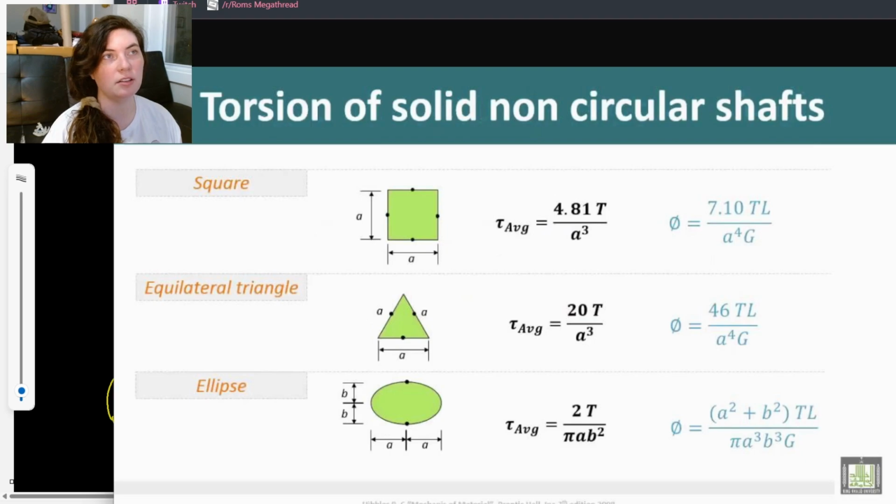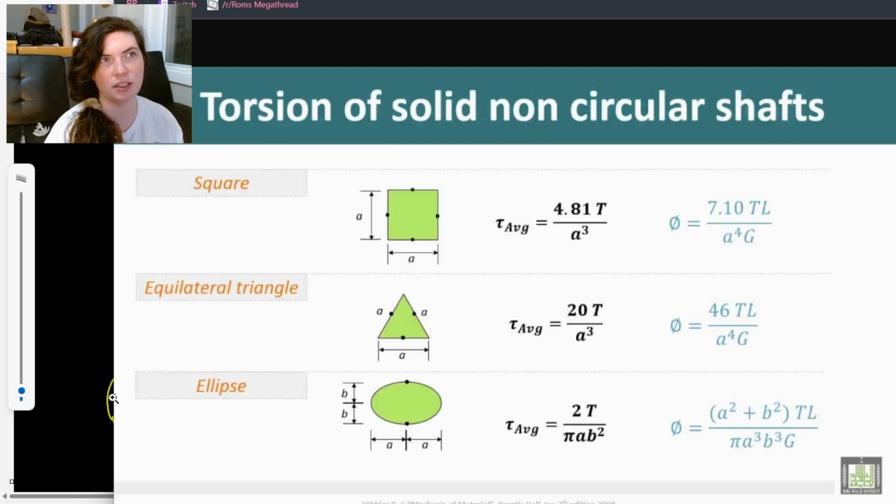But here's our little table for some standard non-circular shafts. You could have a square, equilateral triangle, or ellipse. These are our shear stress equations, and then the equations to the right of them would be our angle of twist equations. So these are just some basic rule of thumb equations that we can use when we want to do a quick and dirty shear stress calculation for an odd-shaped shaft.